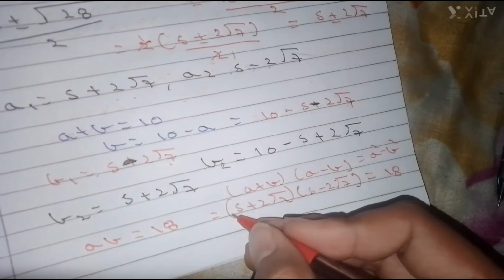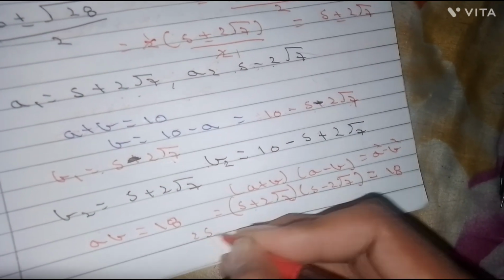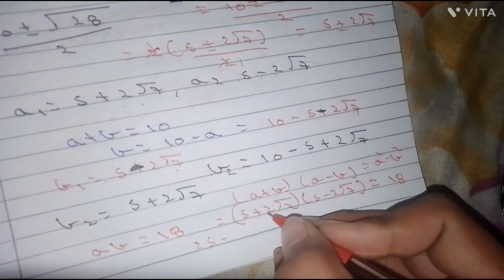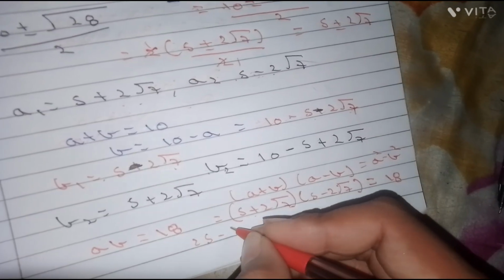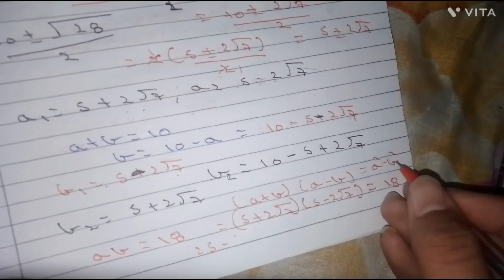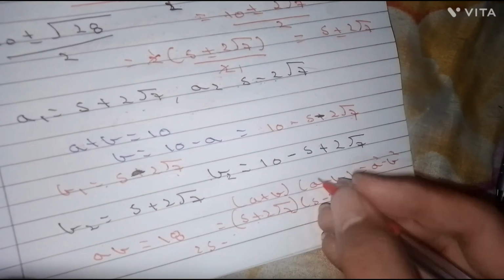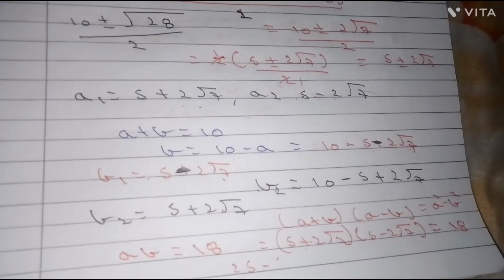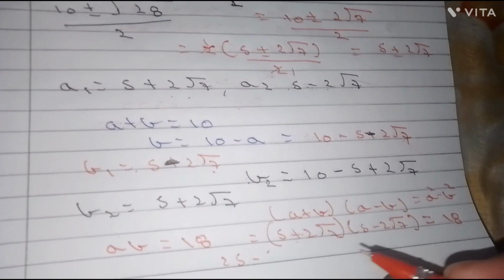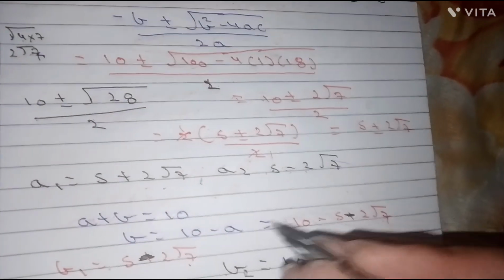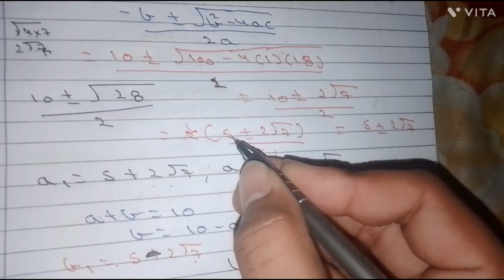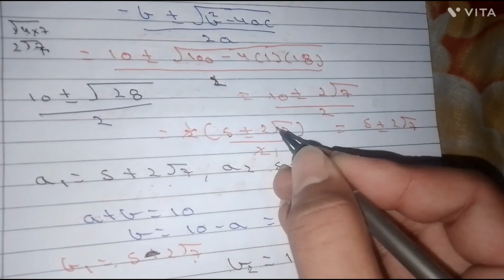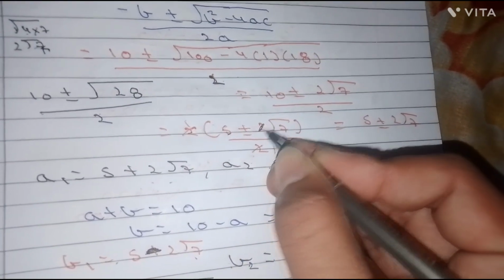So a square, 5 square, 25, minus b square, 2 into 7... sorry, b square, 4 into 7, 28. So 25 minus... oh, I understand this. We got one mistake here. What mistake? While taking common here, we did not take this, so it will cancel out.